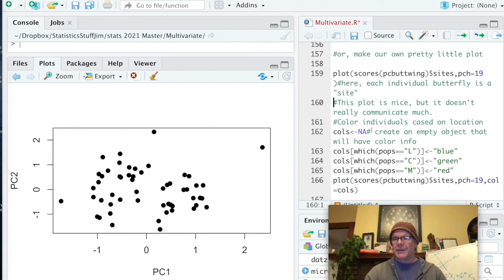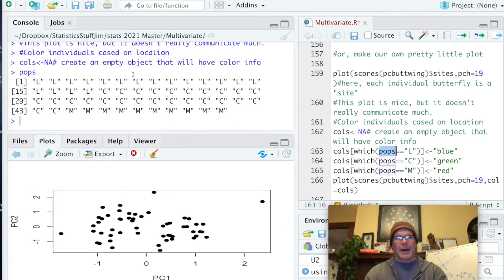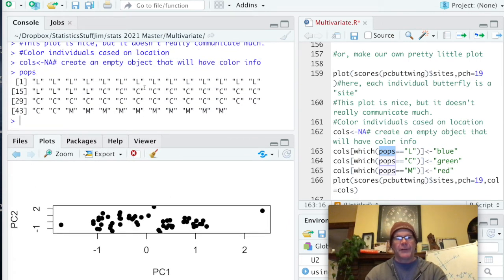Okay, and the populations we have here are L, C, and M, which refer to different locations. So how am I going to do that? Well, the little cheaty way that I do it, I'm sure that there's more elegant ways to do this, but I just create an empty object called culs. And then I'm going to say which of the pops, remember I created that object called pops, and this is what pops looks like. All those L's, all those C's, and all those M's. Those are the 3 different populations that these butterflies were taken from.